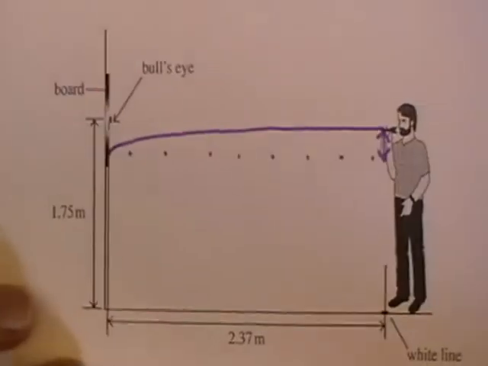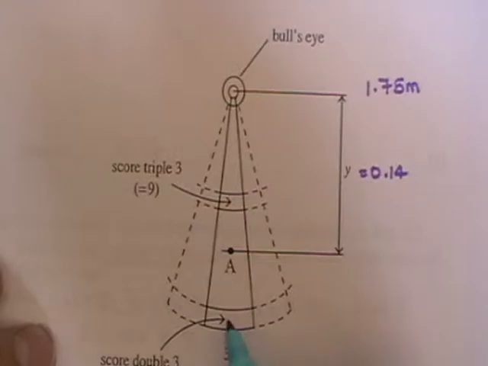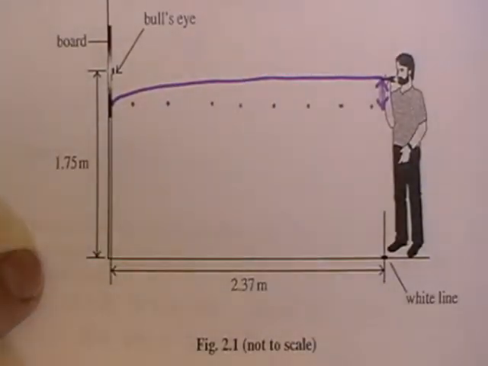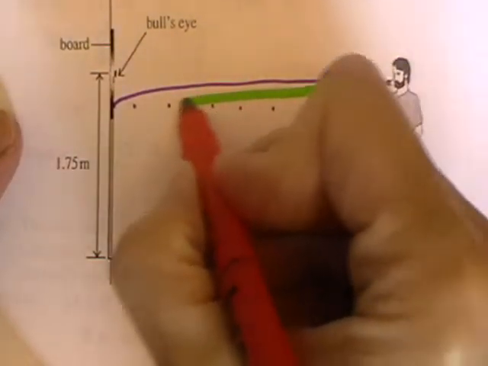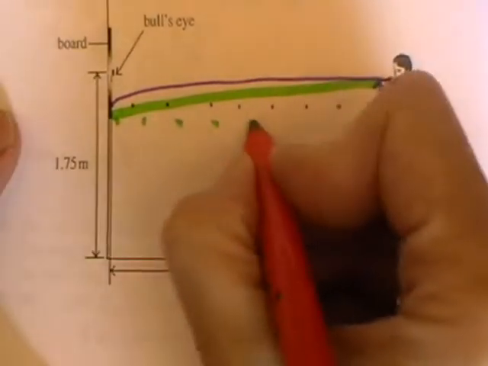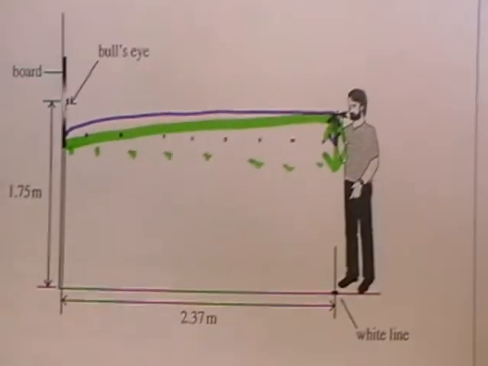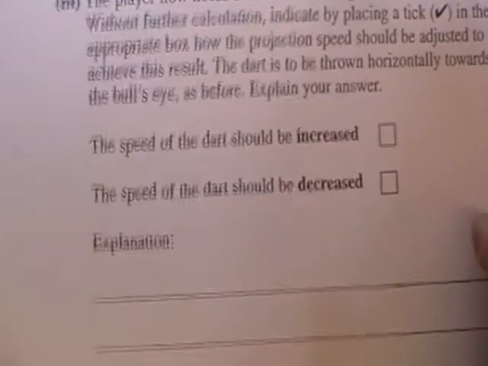He needs a double 3, and the double 3 there you can see is at the bottom. So what he needs is that vertical distance, and I'm just going to draw it in here, has to be a little bit more like that there. He has to do that. That means that the vertical distance that the dart falls has to be greater. So it has to fall further there. So I'm just going to write that down.